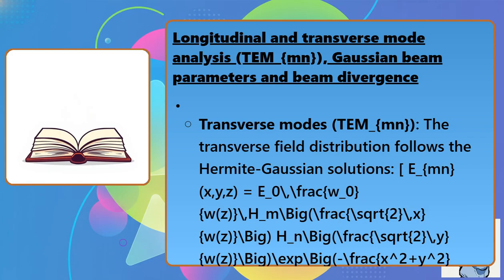Transverse modes TEM_mn. The transverse field distribution follows the Hermite-Gaussian solutions. E_mn of x, y, z equals E0 times W0 over W of z times H_m of square root 2 x over W of z times H_n of square root 2 y over W of z times exponential of negative x squared plus y squared over W squared of z times exponential of i k z minus i psi_mn of z. Here H_m are Hermite polynomials. W of z is the beam radius, and psi_mn of z equals (m plus n plus 1) arctan of z over z_R is the Gaussian phase.